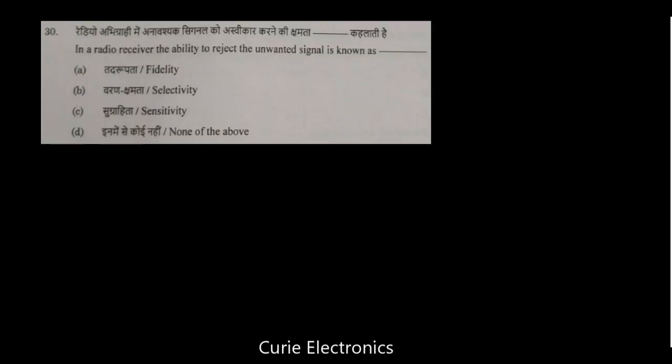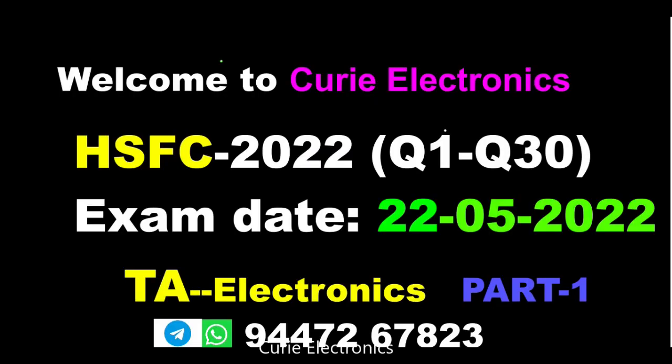Question number 30. In a radio receiver, the ability to reject the unwanted signal is known as selectivity. Selectivity means we can select a particular channel and all the remaining frequencies should be rejected. So we have completed the first 30 questions.